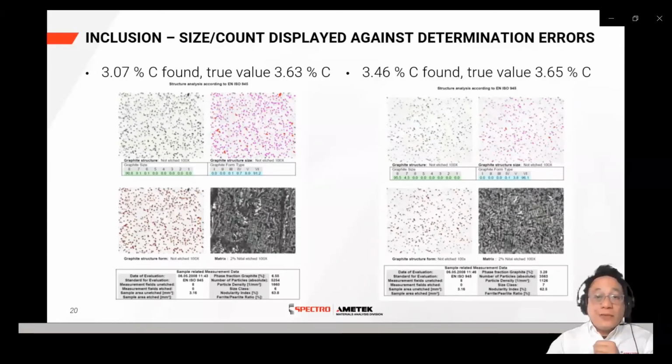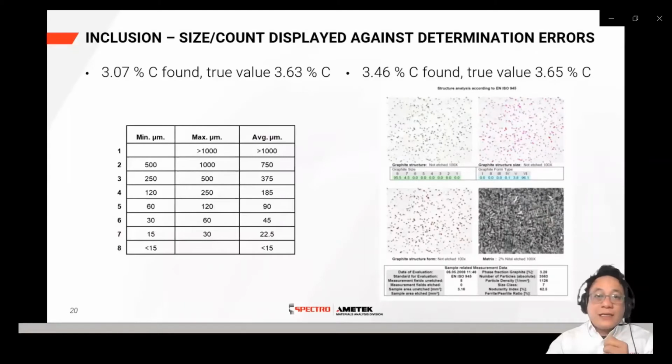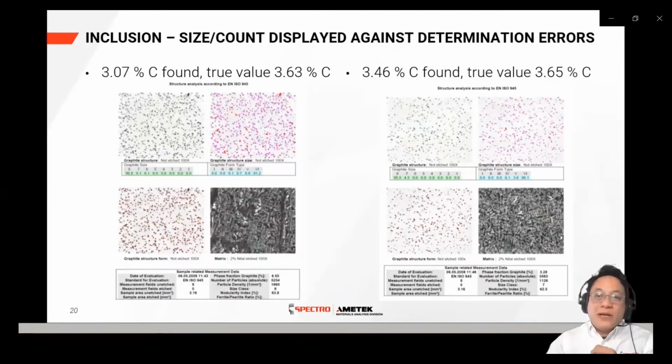On the right side, we do have a structural analysis of a class 7 sample. Looking at our table again, we can see that the size class 7 has an inclusion size from 15 to 30 microns, so they're smaller than class 6. Back to the comparison of the two reports, the different sizes of inclusions can clearly be determined. Analyzing the class 7 size sample on a traditional Spark OES, we measure 3.46% carbon, whereas the combustion analyzer measures 3.65%.